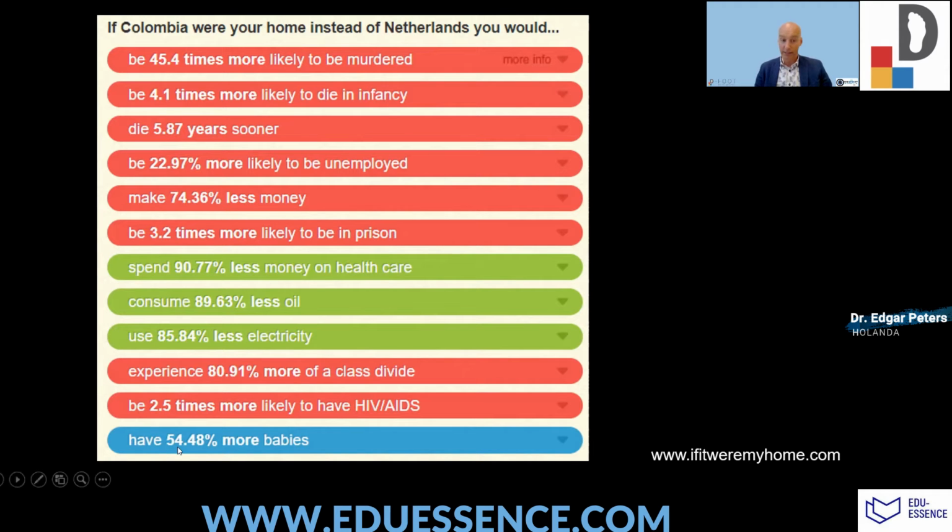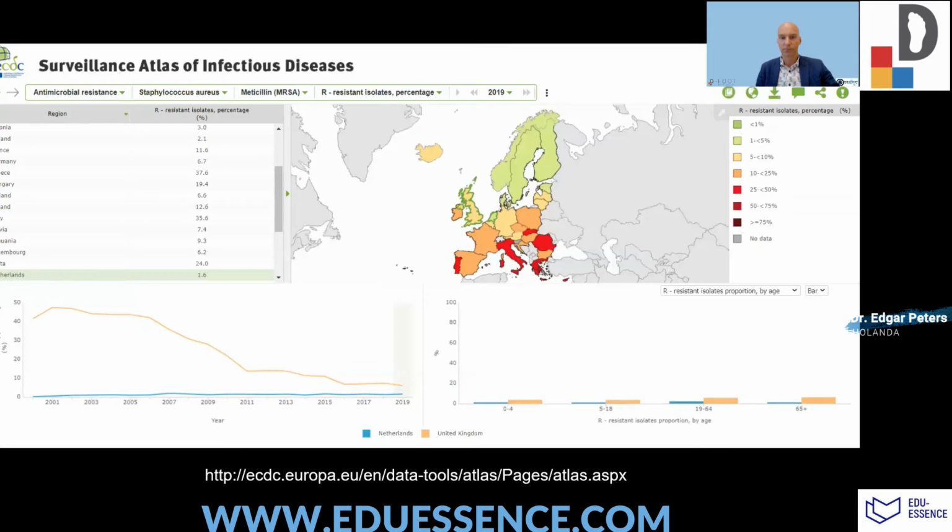Also, people in Colombia tend to make or even get more babies. But most importantly, the healthcare systems are completely different, and the circumstances are different. So people in Colombia spend a lot less money on healthcare. And the same is true for regions within the same continent.